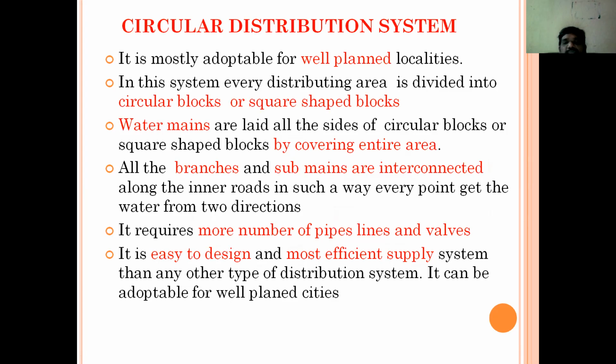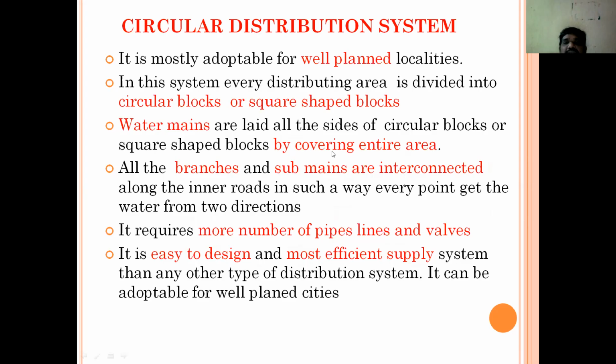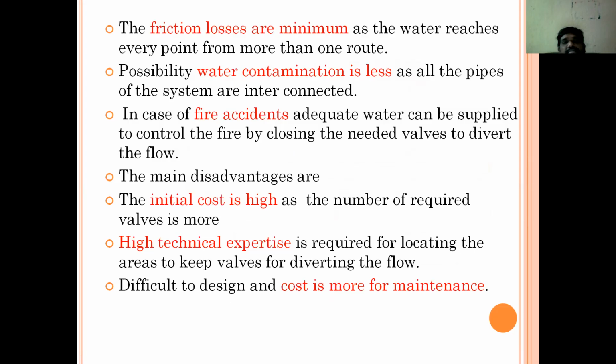The next point is that it requires more pipelines and valves because it is a circular system. To regulate the flow, it requires more pipelines and valves, and it is easy to design and the most efficient supply system compared to any other type of distribution.